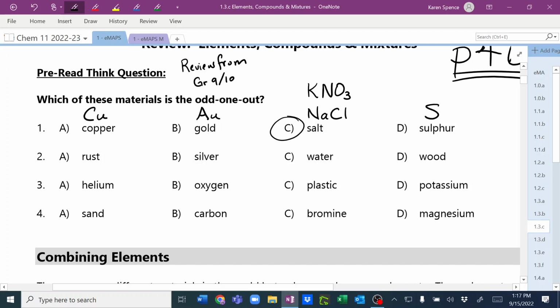How many capital letters are in the formula for copper? 1. How many in the formula for gold? 1. How many in the formula for each of these salts? There's 2 and then there's 3. In other words, more than 1, which means you have more than 1 element, yes? And then, of course, this one just has 1 capital letter, so it's 1 element.